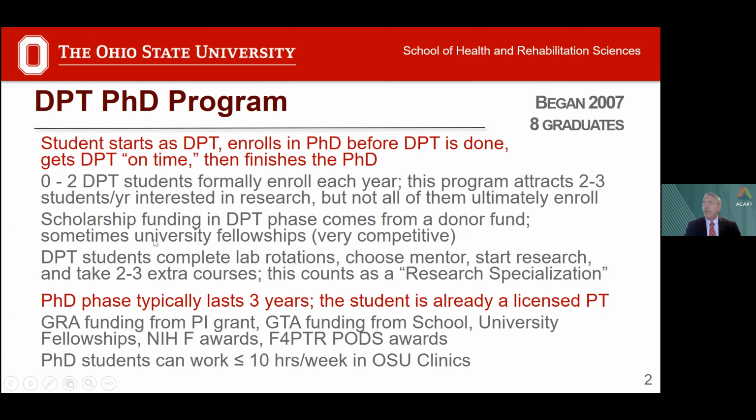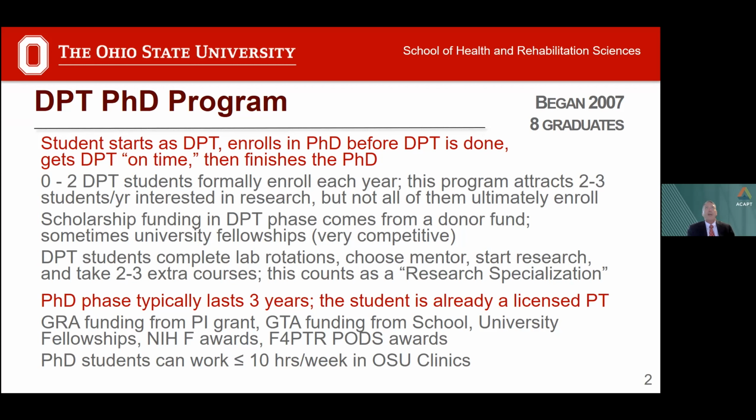We started this in about 2007. I think we've had something like 8 people go through the full-blown program, so maybe 1 a year, maybe some years without one. Much like what Eddie described, the student starts out as a DPT. And at Ohio State, as long as they are enrolled in the PhD portion before they get their diploma with the DPT, they can qualify for Ohio State's definition of a dual degree student.